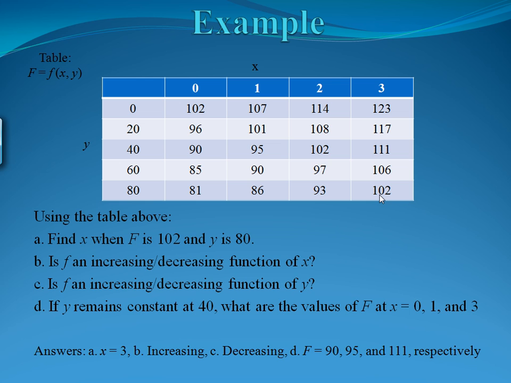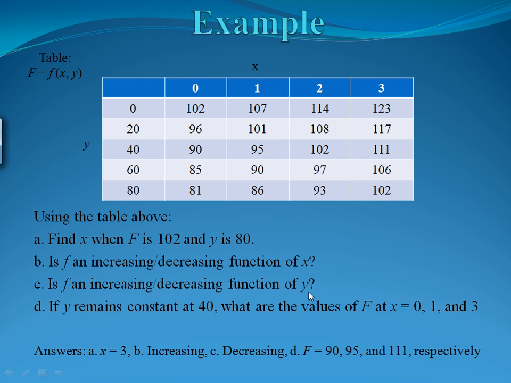Now for part C, we want to know if it's an increasing or decreasing function of y. So what we want to do is fix one column, pick one x value, and then see what happens to the F values as the y values increase. So if we pick x equals 2, we fix that column, so we'll just look at this one column. We want to see what the F values are doing as y increases. So as y increases, we have 114, 108, 102, 97, 93. These values are decreasing. And you can check another column and you'll see that all the columns are decreasing. So F is a decreasing function of y.